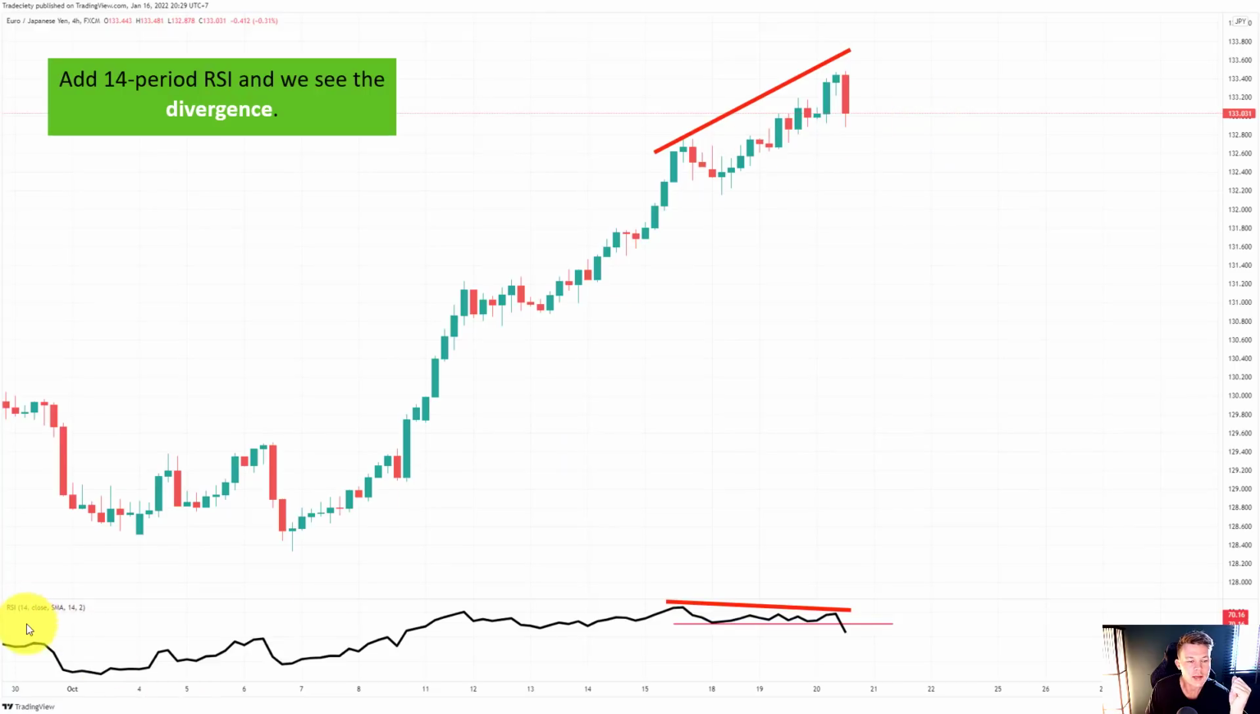Then we add the 14-period RSI. Here we have a divergence. The market and the price action shows us a higher high, but the indicator, the RSI, shows us a lower high. This means, because the RSI is a momentum indicator and it analyzes how strong is the trend, it shows us that the impulsive wave here and here are getting smaller and weaker.